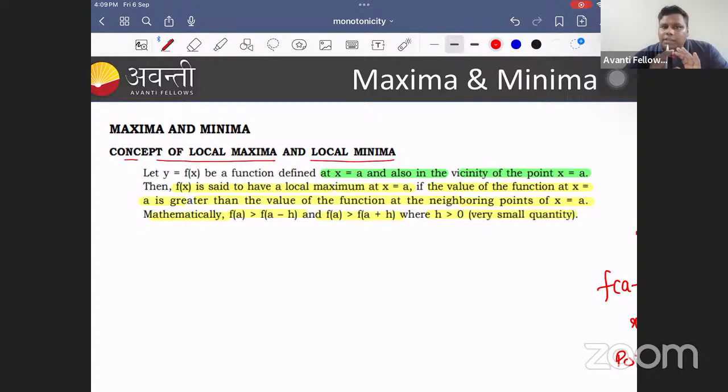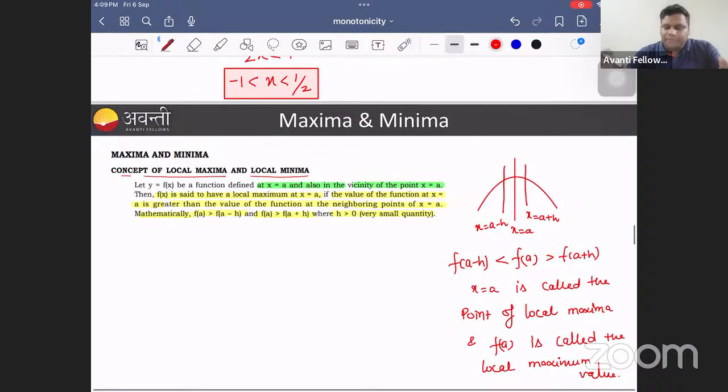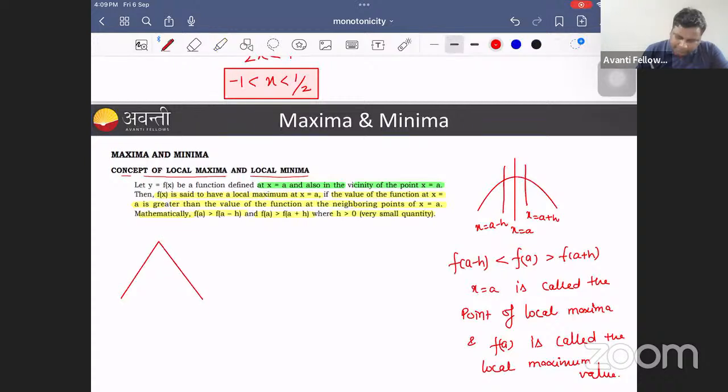Now see, in this entire definition, I did not talk about differentiability. Nothing comes in between about whether the function is differentiable or not differentiable. Now see, if the function is like this, and this is the point x equals a, this is a maxima. If the graph of the function is like this, even then x equals a is a point of maxima.